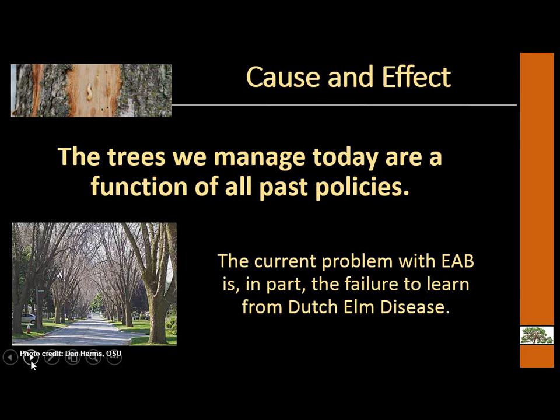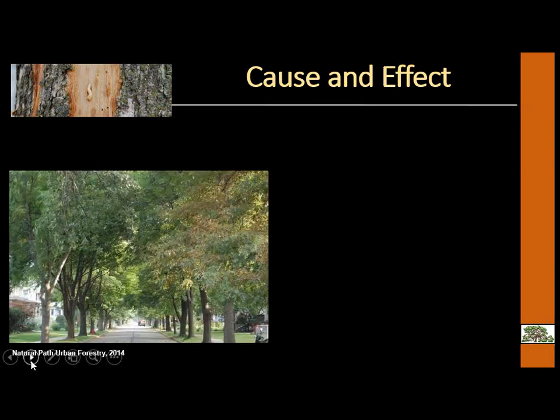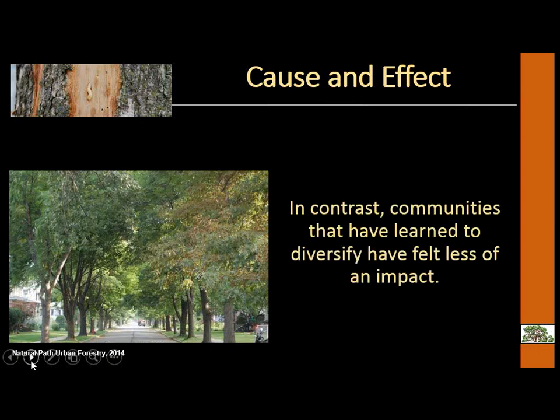The current problem, as I pointed out earlier, with EAB is, in part, the failure to learn from Dutch elm disease. And this street view that you're seeing is a perfect example. Monoculture plantings, street after street of these trees, where we have fairly large populations of ash in some communities, at least in the Midwest. So in contrast, some communities that did learn at least a little bit more about diversification have felt less of an impact.